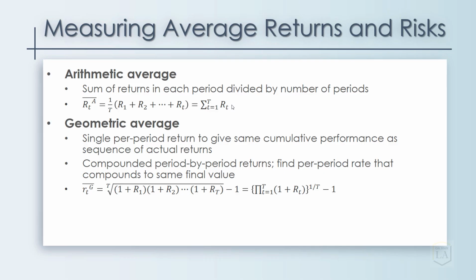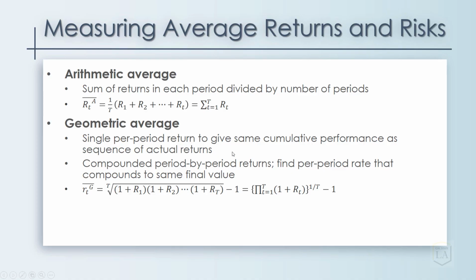But there is an additional type of average that you need to remember, which is the geometric average. To understand that, you may want to link it to the return, how to compute the return, or how we understood interest rate in chapter 4. So geometric average return refers to the single per period return that would give us the same cumulative performance as the sequence of actual returns.